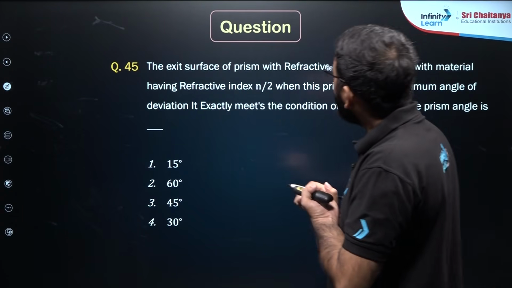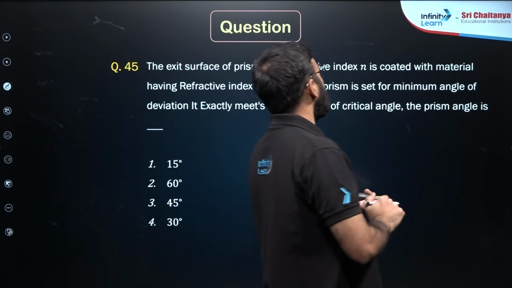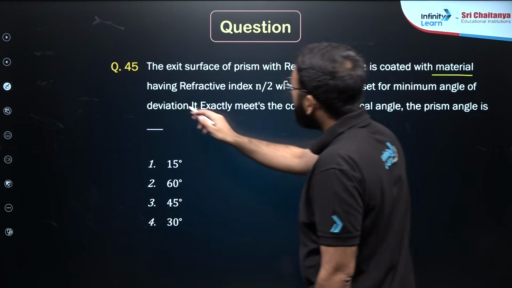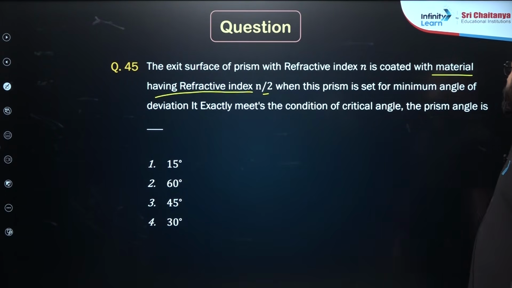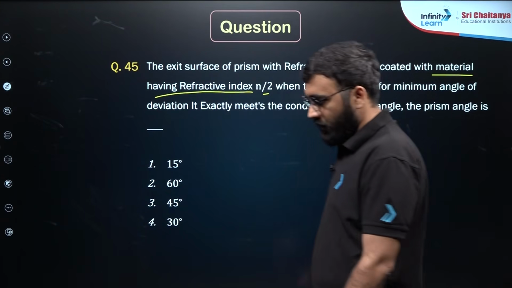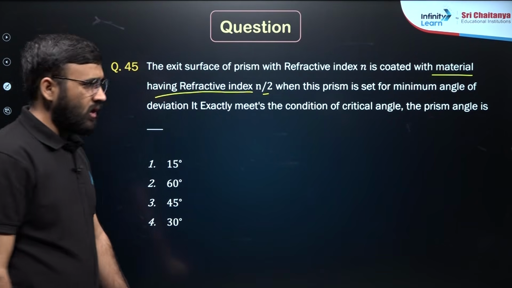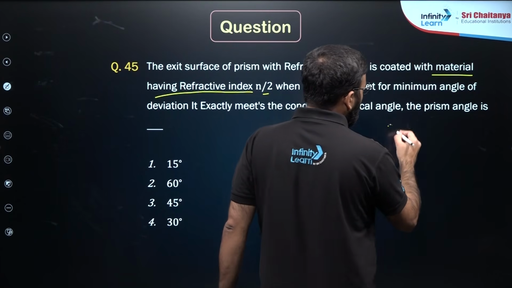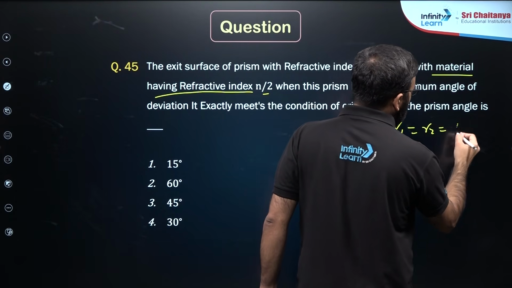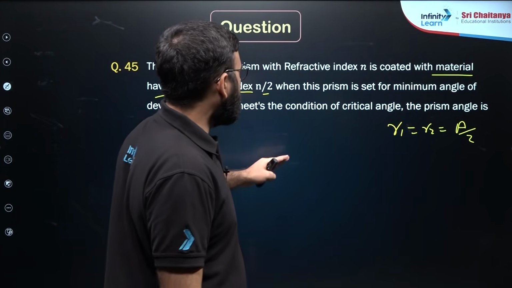Next one, so the exit surface of a prism with refractive index n is coated with a material having refractive index n/2, when this prism is set for minimum angle of deviation. Okay, so beta, what is my condition of minimum deviation? r1 plus r2 equals a. Here r1 and r2 are both equal, so r1 plus r2 equals a, so r equals a/2, so r1 equals r2 equals a/2. So they exactly meet the condition of the critical angle.